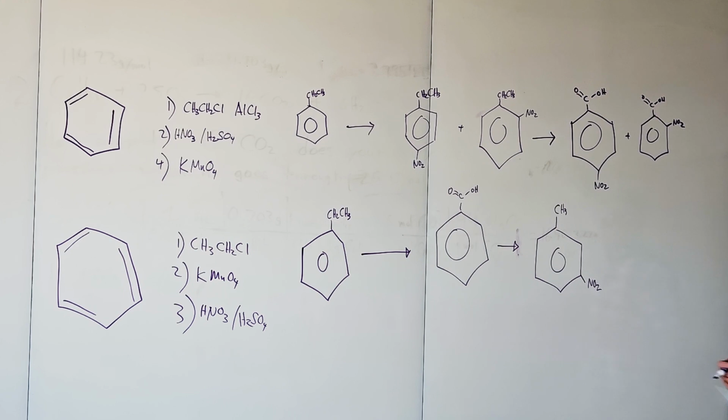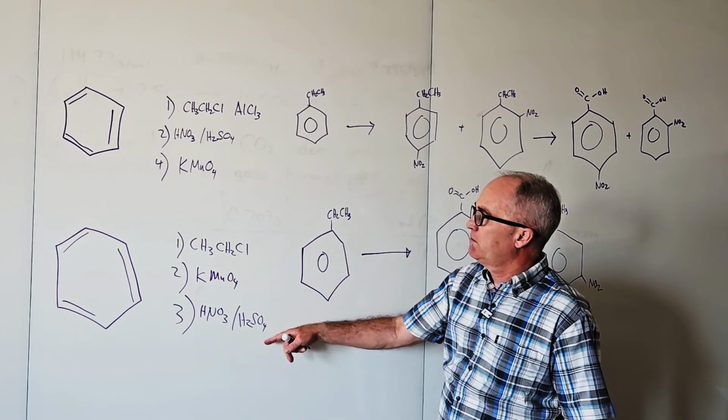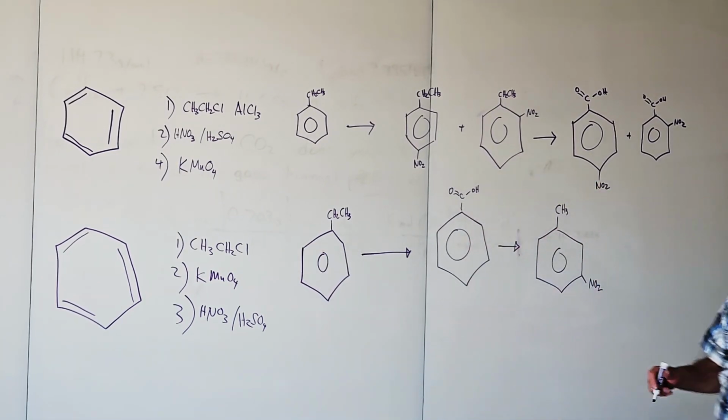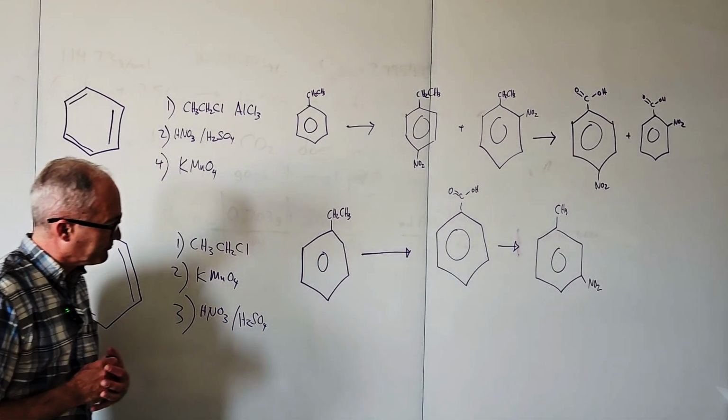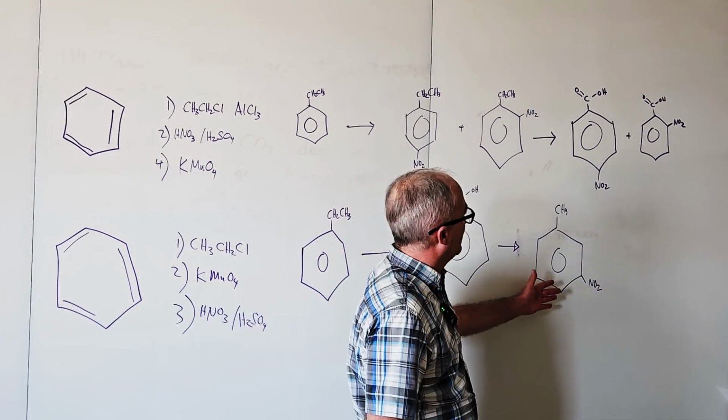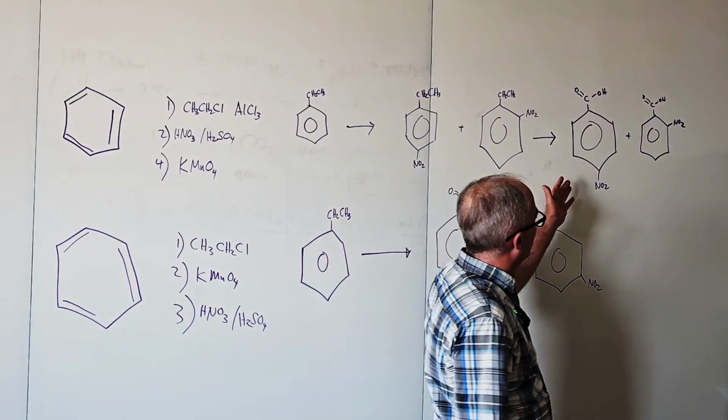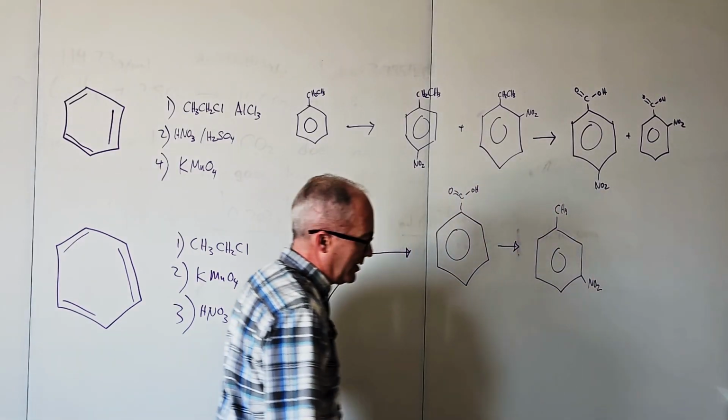I was grading the exam, and one question was, show how you could prepare something from something. A few of you got all the reagents, but not necessarily in the right order to get the desired product. So that's one reason I wanted to go over this a little bit. Here we get the meta, here we get the ortho or para.